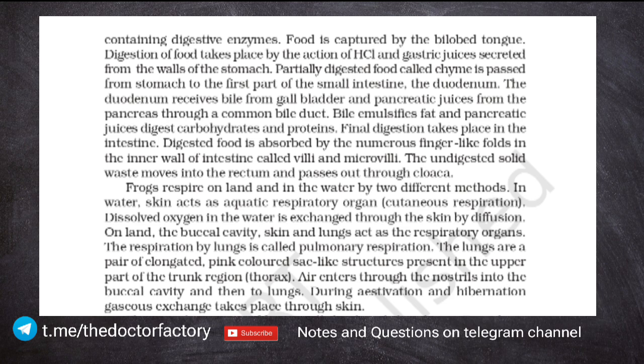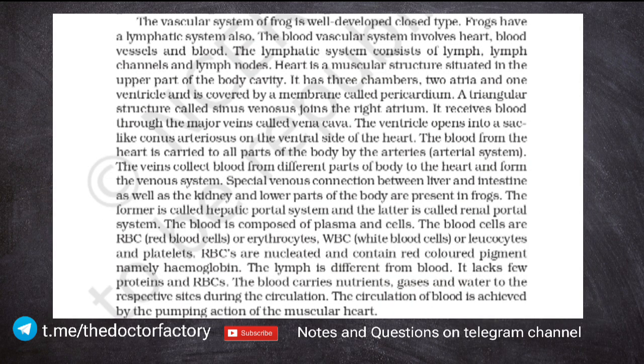The vascular system of the frog is well developed, closed type. Frogs have a lymphatic system also. The blood vascular system involves heart, blood vessels and blood. The lymphatic system consists of lymph channels and lymph nodes.